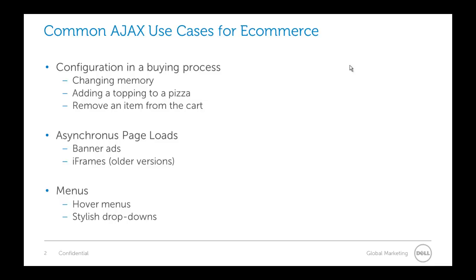And as you do that, you might add memory, you might take away memory, you might add a screen for your computer. And what happens is as you're doing these things, you'll see the price update in the right-hand column, usually in the right-hand column. And the same thing with a pizza. As you add different toppings onto that pizza, your price is constantly updating.